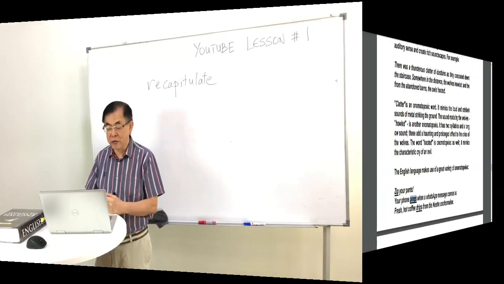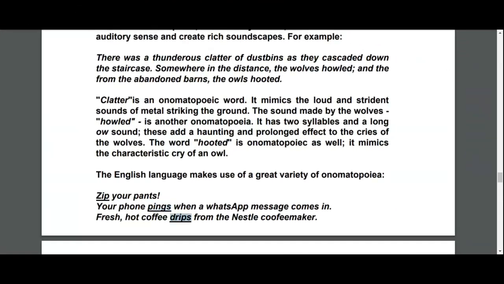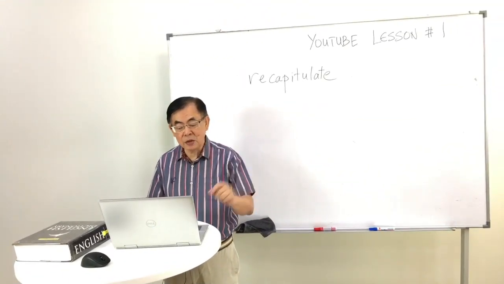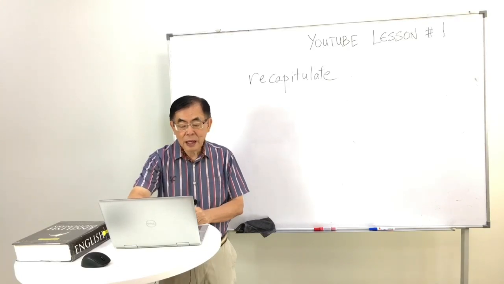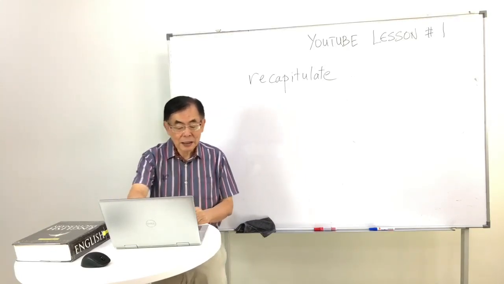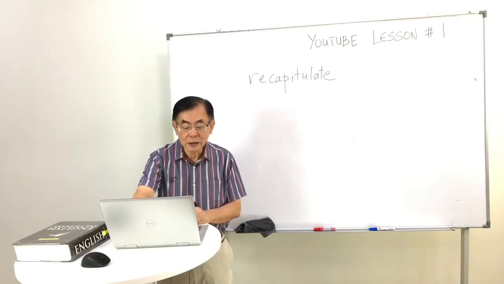Fresh hot coffee drips from the Nestle coffee, oops, wrong spelling there. Coffee maker. Nestle coffee maker. Please correct that. Fresh coffee drips, drip, drip, drip. That's onomatopoeic. Okay? Now I have prepared a couple of questions for you as well.